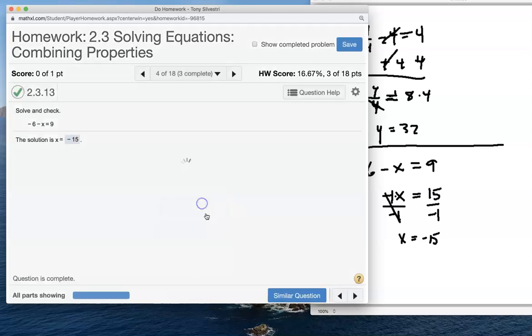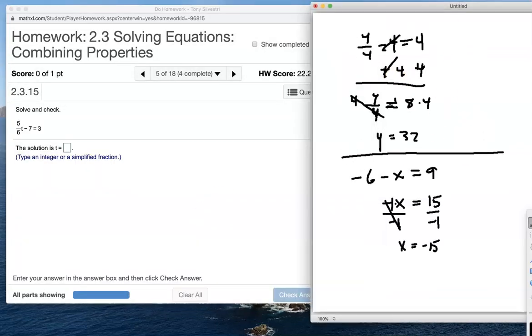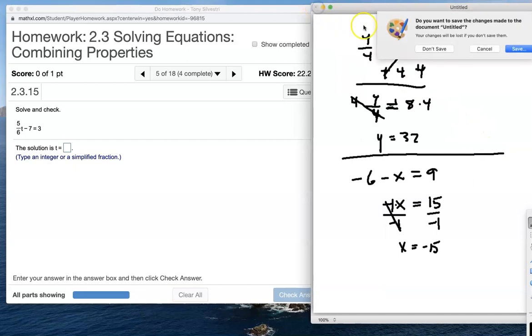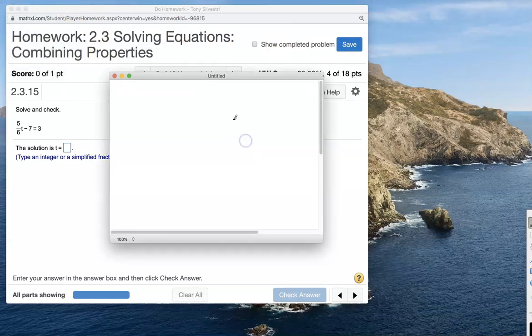Isn't math fun? I hear a bunch of groans. There's a few people that like it. A lot of people that don't. That's all right. That's what makes the world interesting. Can't have everybody like everything.